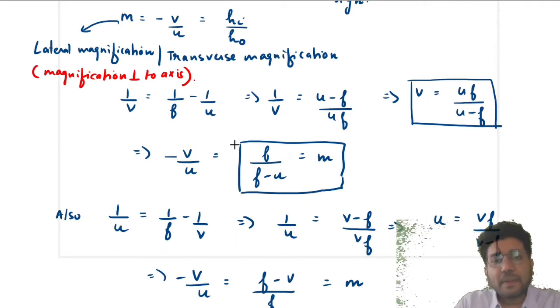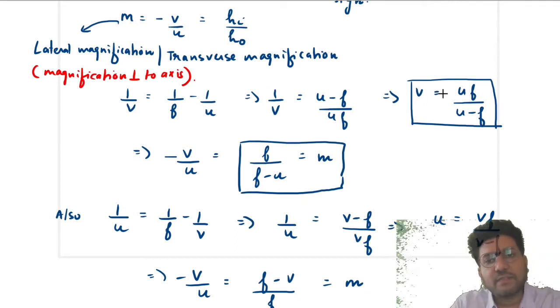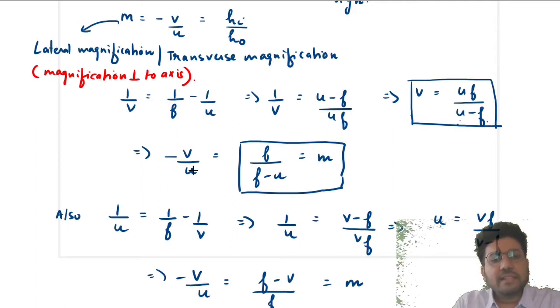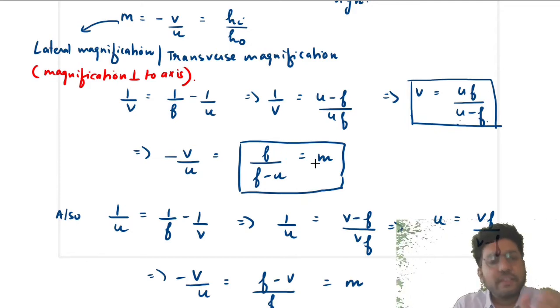Okay. But you know that the magnification is minus V by U, and V by U is F by U minus F. So minus V by U will be F by F minus U. So minus V by U is equal to F by F minus U, and that is the magnification. So sometimes what they can do is they will give you the object distance and the focal length, and they will ask you the magnification.